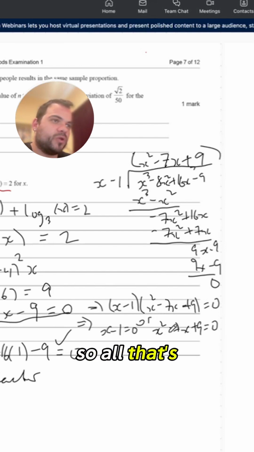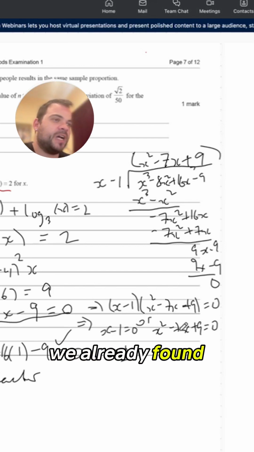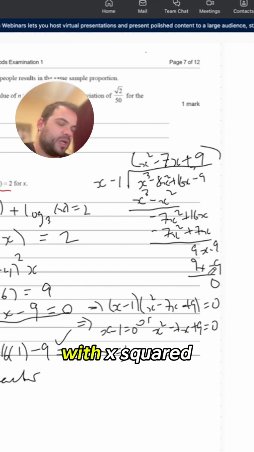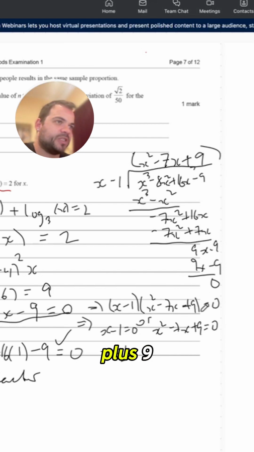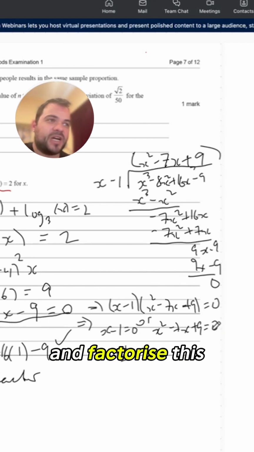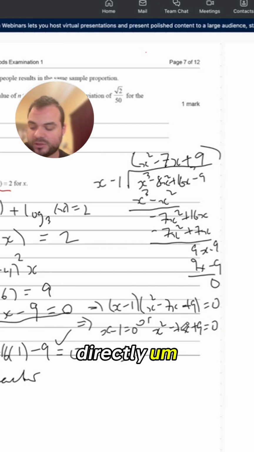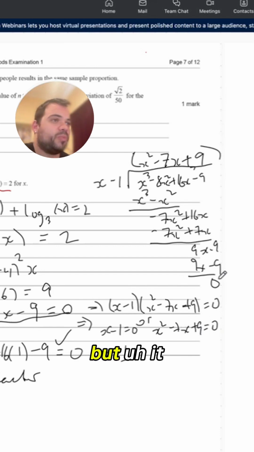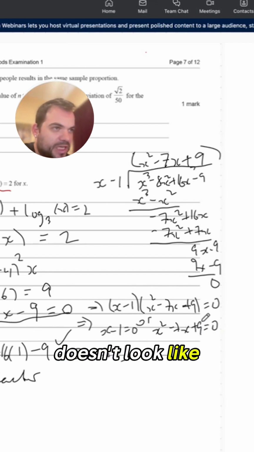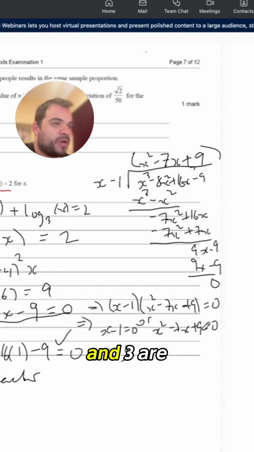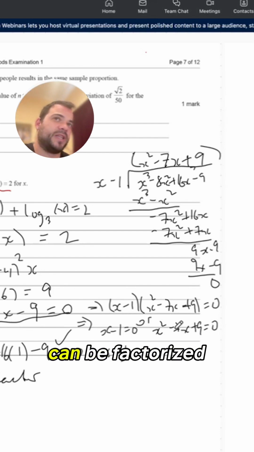So x minus 1 is 0 if x equals 1. That's the root we already found. And then we need to work with x squared minus 7x plus 9. We could try to factorize this directly, but it doesn't look like it works. 1 and 9 and 3 and 3 are the factors of 9. None of those give us 7 as a middle term when you add them. So it doesn't look like this can be factorized over whole numbers. So instead we can use the quadratic formula.